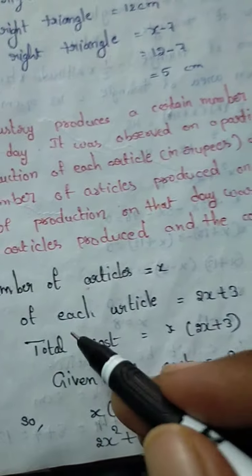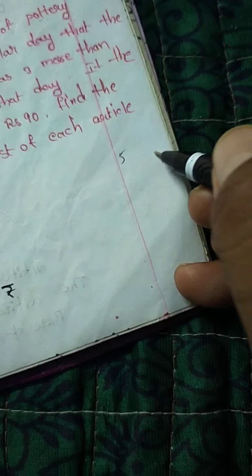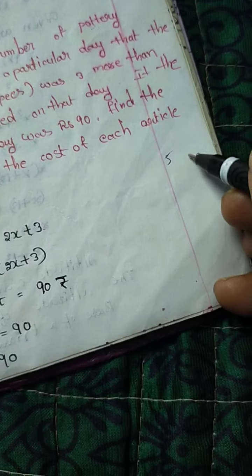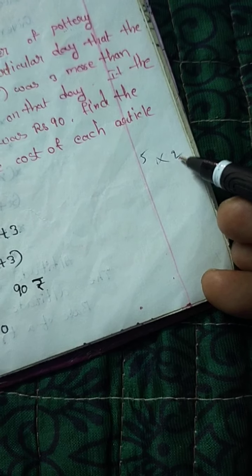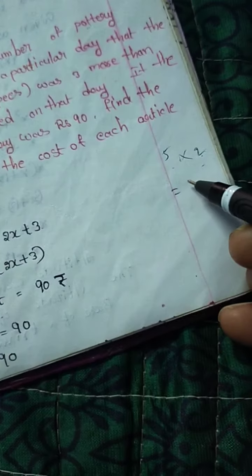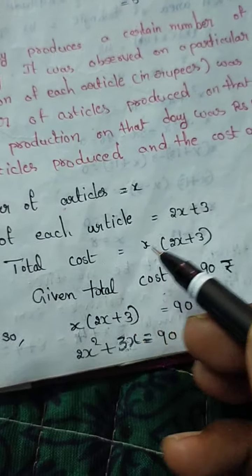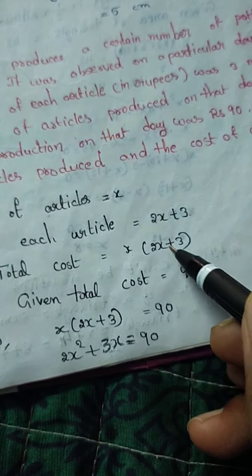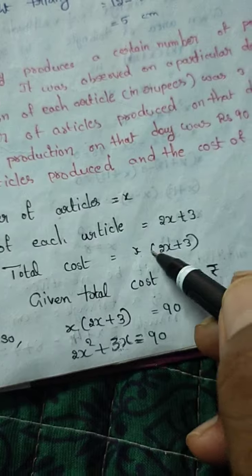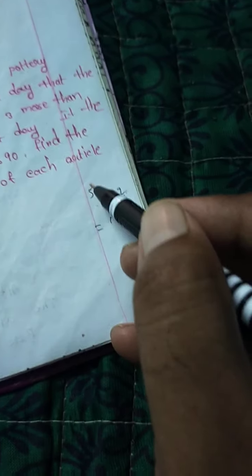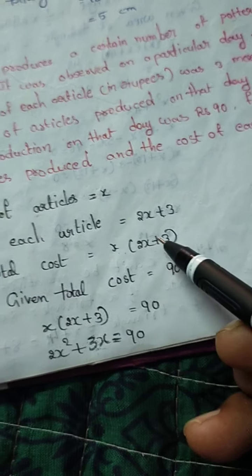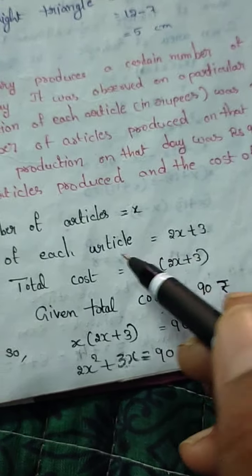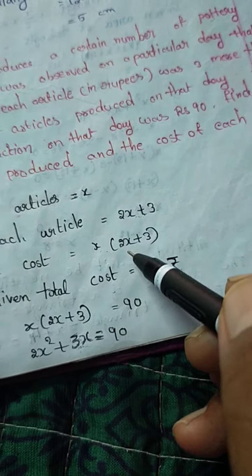Suppose 5 pens have each cost 2 rupees, so the total cost is 5 into 2. In the same way, total cost is equal to the number of articles into the cost of each article, x into 2x plus 3. Same as 5 pens at 2 rupees each, so the total cost is 5 into 2.